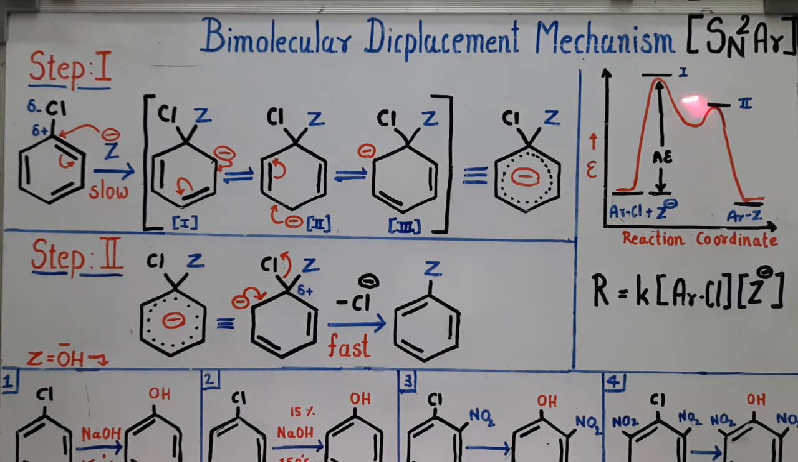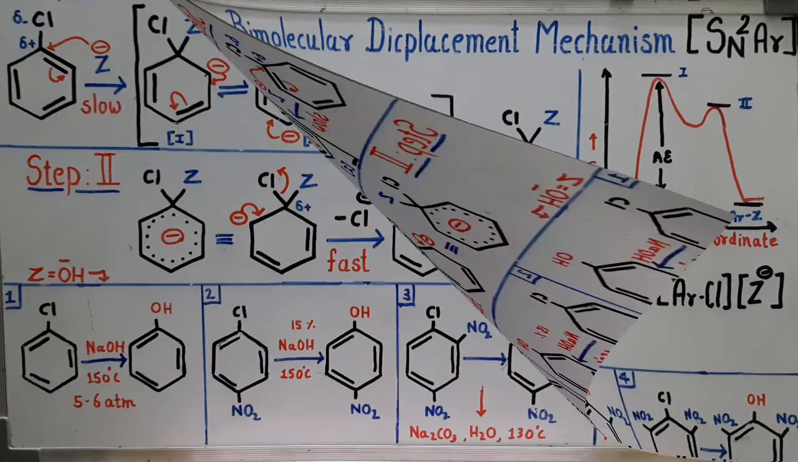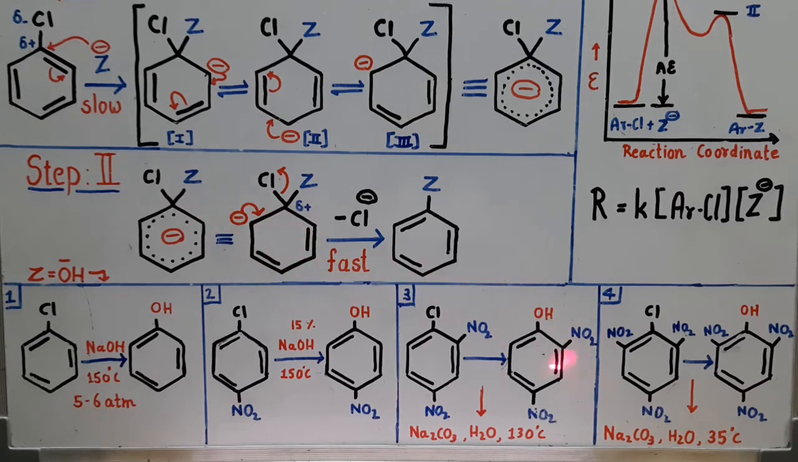Now if we look at the energy diagram of the reaction, then it simply verifies that it is a two-step reaction, and the first step requires higher energy, that is actually the activation energy of the reaction. Now, as we know that step 1 is slow and the rate determining step, here two molecules are involved in the rate determining step, that's why it is bimolecular. So the rate of the reaction is directly proportional to the concentration of chlorobenzene as well as the concentration of nucleophile.